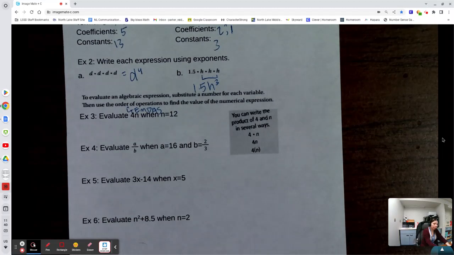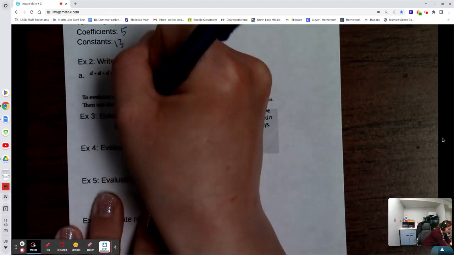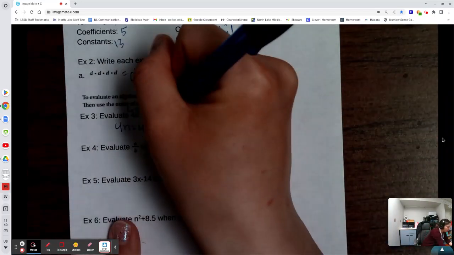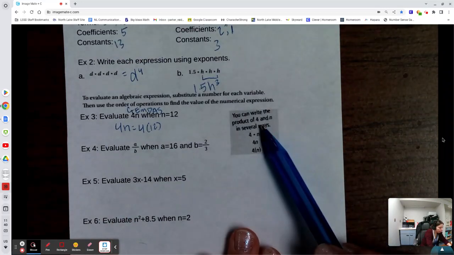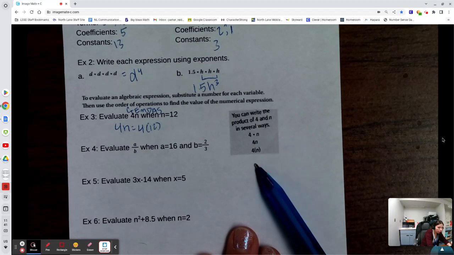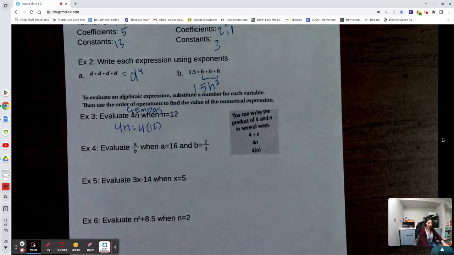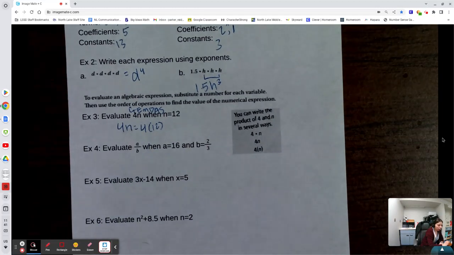So example 3, evaluate 4n when n equals 12. So they're saying take out n, put 12 in its place. So I have 4n. The 4 gets left alone, but I'm going to take out the n and put 12 in its place. Now, the reason I'm putting it in parentheses is because we need to remember that 4n means 4 times n, right? 4n means the same thing as 4 times n. So I could write 4 times 12, or like this, 4 parenthesis 12. We got to remember that means they're multiplied. It is not 412. It is 4n, 4 times n, 4 times 12.